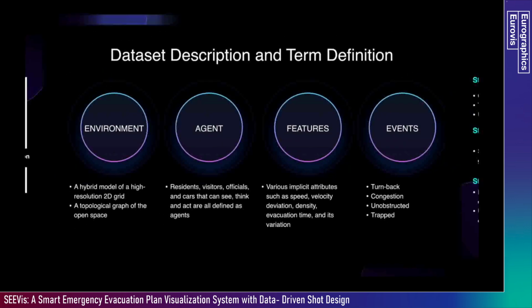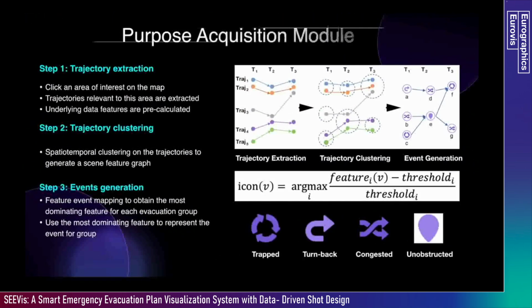The first step is to attain the user's tracking purposes. First, users can click an area of interest on the map to indicate the tracking purposes. Trajectories relevant to this area are extracted and the underlying features are pre-calculated.